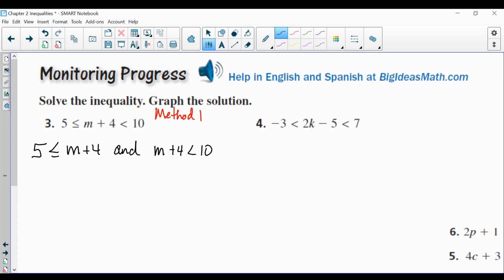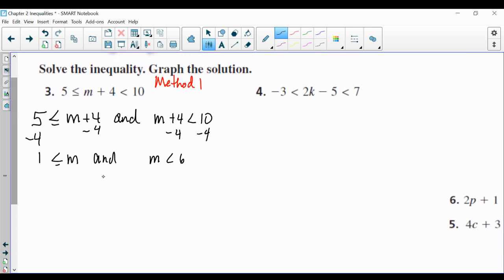And now I'm just going to go ahead and solve each of those inequalities. So I'm going to subtract the 4, and I'm going to subtract the 4. So I can see now that I have m is greater than or equal to 1 and less than 6.